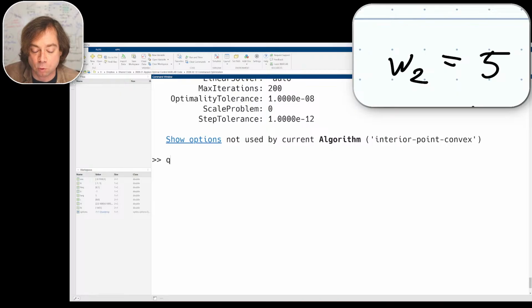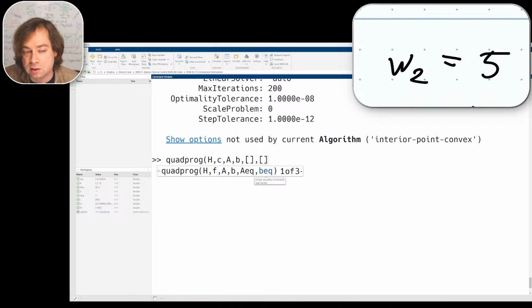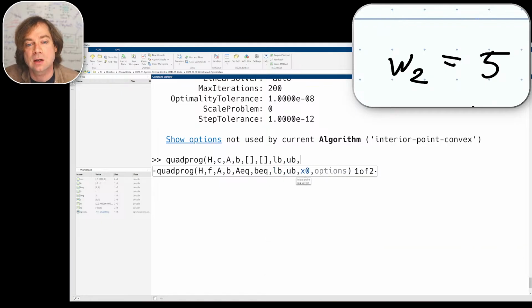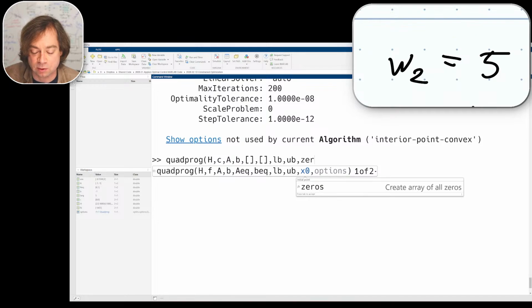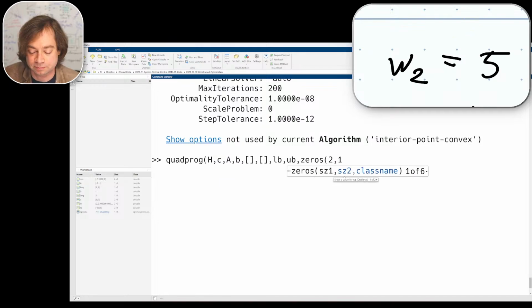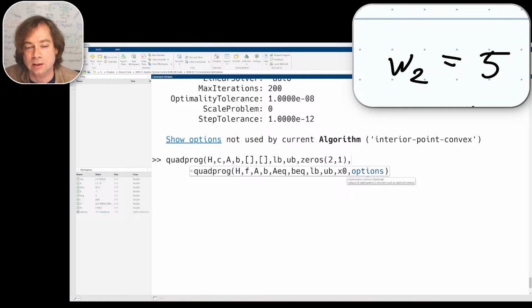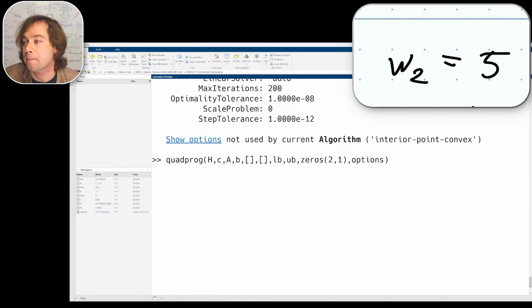So if we do the same quadprog, we give it H, we give it C, we give it A, we give it B, no equality constraints, so no Aeq, no beq, give it the lower bound, give it the upper bound. We have to give it x0 now. That's annoying. So I'm going to give it an initial guess. This is basically asking, what should I start with for a guess for my solution? You have two decision variables, so I'm going to start them both as zeros. This really shouldn't matter. And then give it the options.